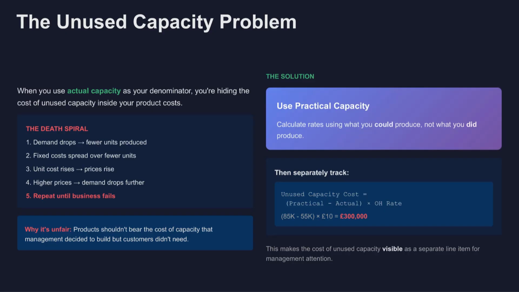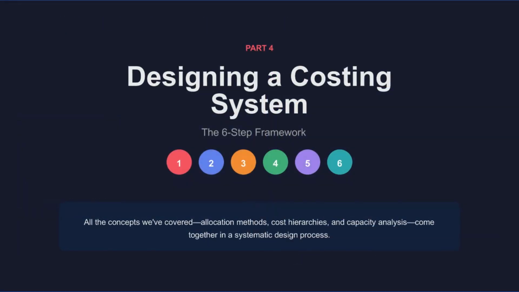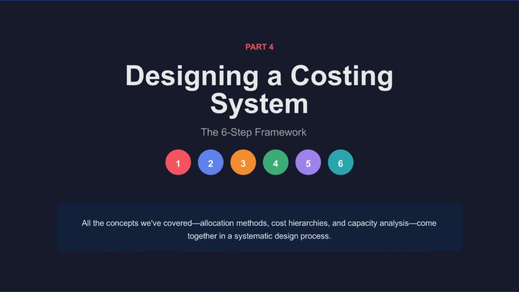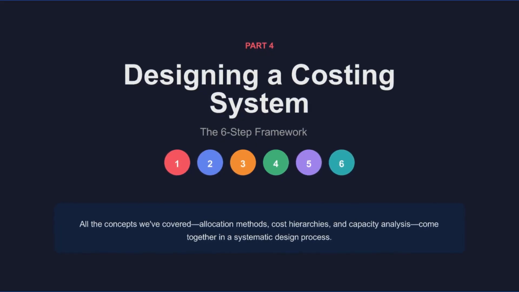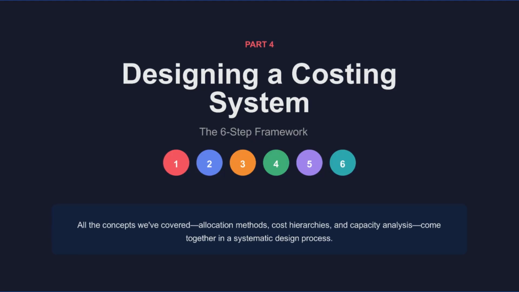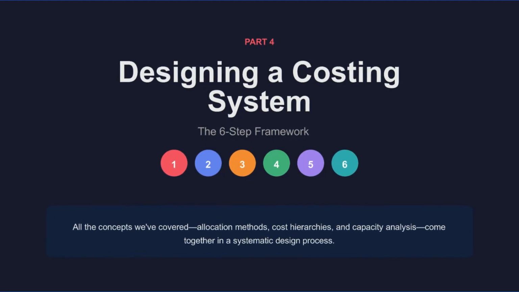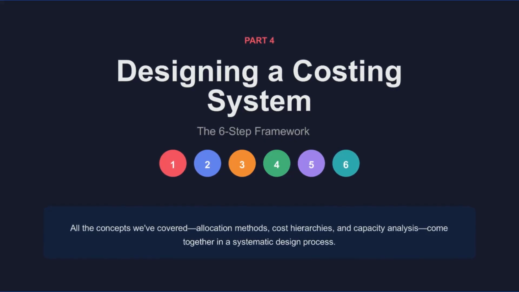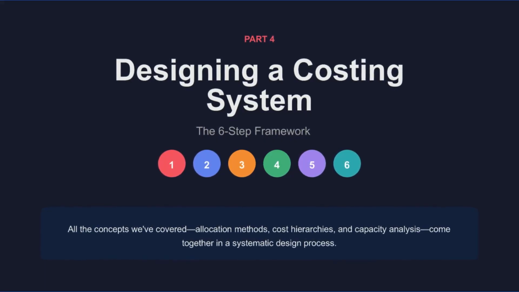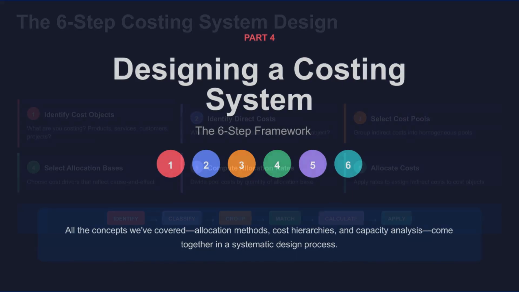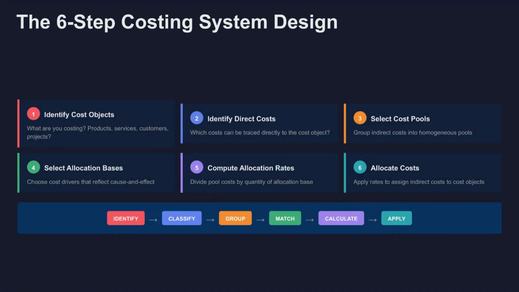In Part 4 of our presentation, we review the 6-step framework for designing a costing system. Colored icons and sequential steps integrate allocation methods, cost hierarchies, and capacity analysis into a systematic approach, ensuring comprehensive cost management design. This infographic outlines a 6-step costing system design process.